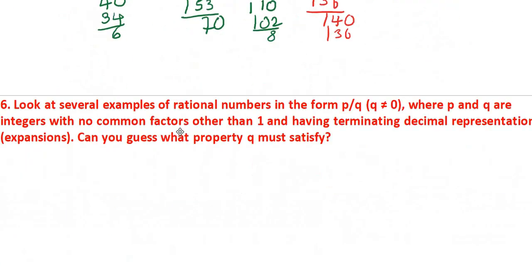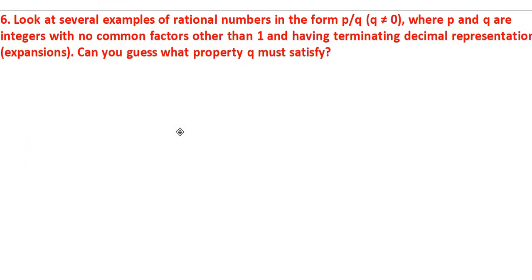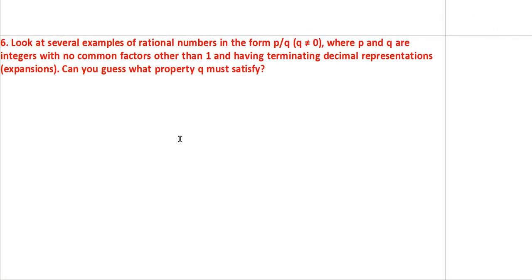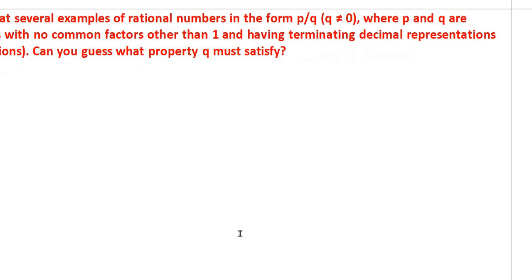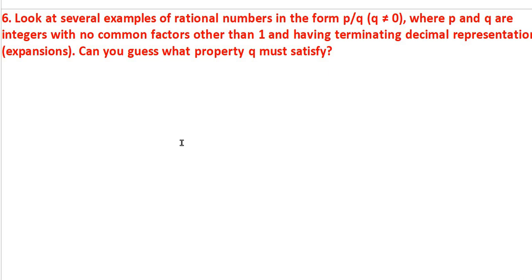Okay children, let's move to the sixth question. Look at several examples of rational numbers in the form of p by q where p and q are integers with no common factors other than 1 and having terminating decimal expansions. Can you guess what property q must satisfy? Okay, children, when we divide numbers, we need to take numbers such that their decimal expansion is terminating.